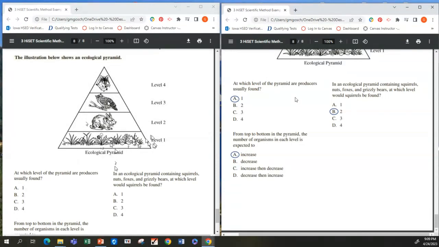So we want to see which level would squirrels be found at. I would think that squirrels would be much like the rabbit. Squirrels live off those acorns and whatever they stash away for hibernation, but they live off plants. They don't live off or prey on other animals. So that would be most like the rabbit, level 2.